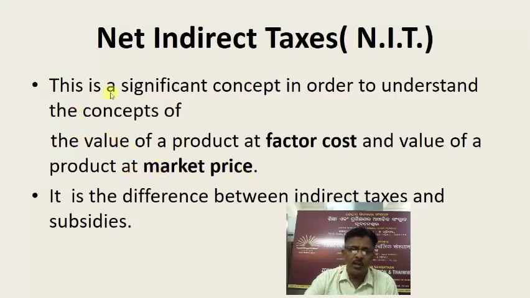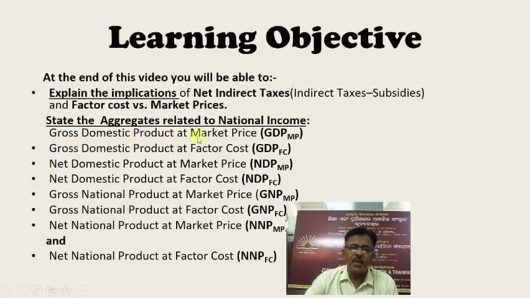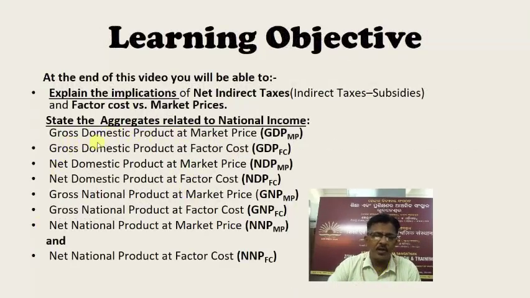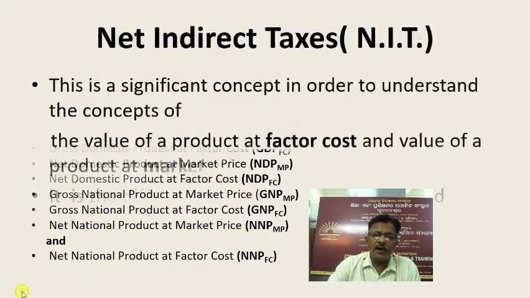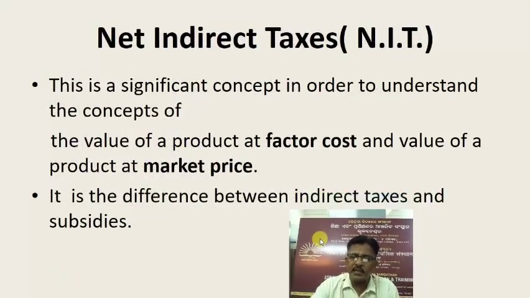That means all the related aggregates of national income like GDP, you can see the previous slides, GDP at market price, that is gross domestic product. The word product is there in all the concepts, and it is at market price, factor cost, market price, factor cost, like that. So in all the aggregates, market price and factor costs are there. So to understand this market price and factor cost, we should know the concept of net indirect taxes.